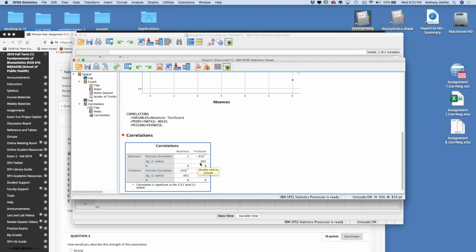hypothesis. This is a great time to talk about null and alternative hypotheses here. So let me open up another sheet.